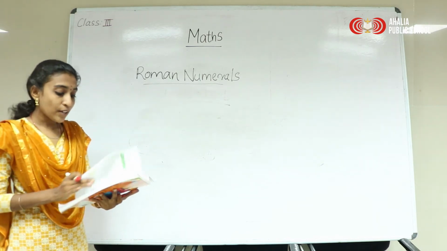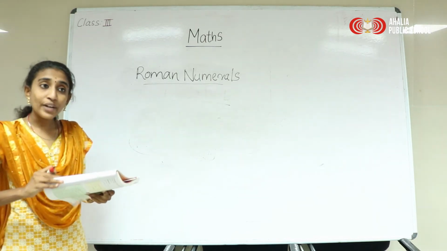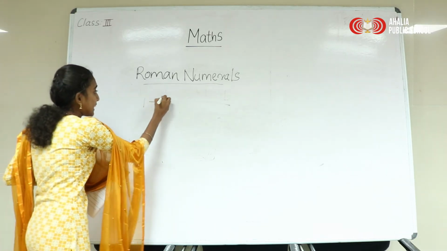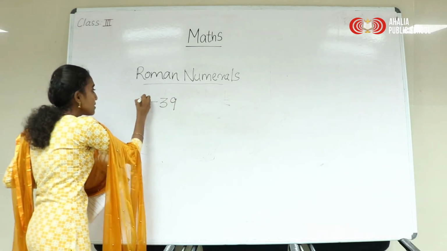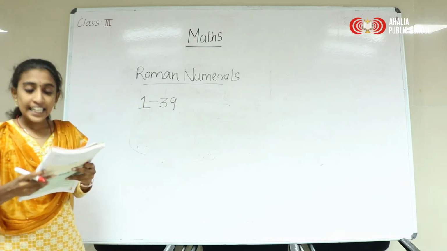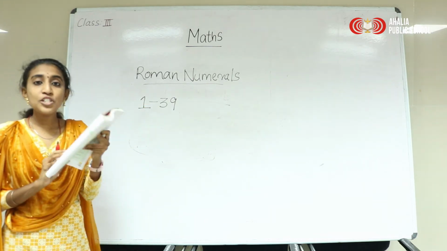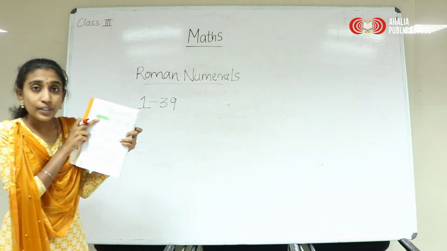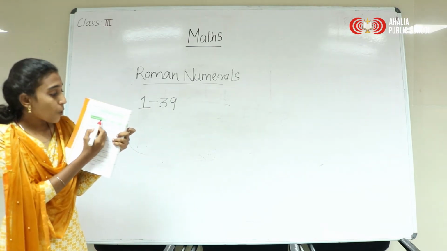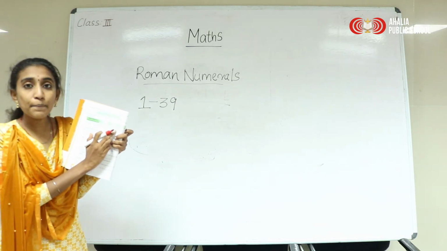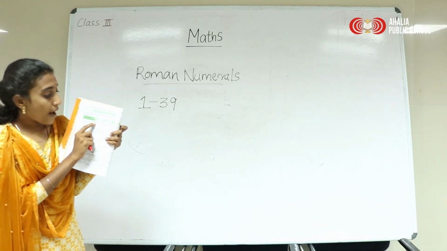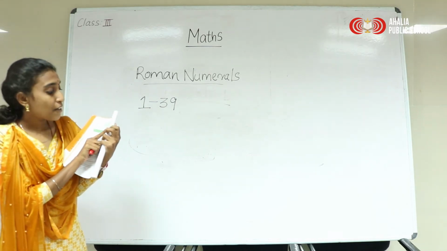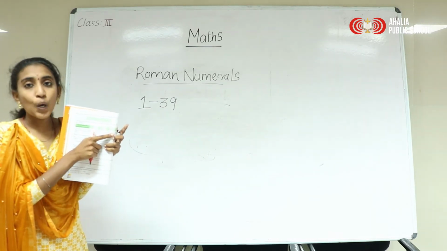So today we are going to learn how to write Roman numerals up to 39. So in your textbook, page number 16, you have a small table there. Just have a look in the table. They have given the Roman numerals and the Hindu Arabic numerals. That is 1, 5, 10, 50, 100, 500 and 1000.